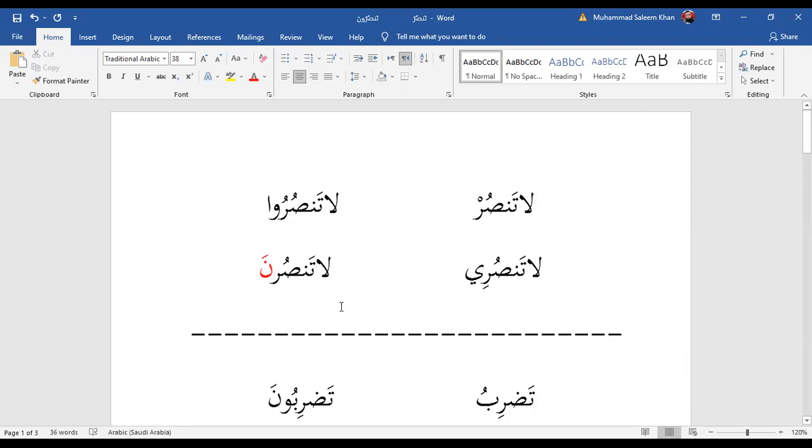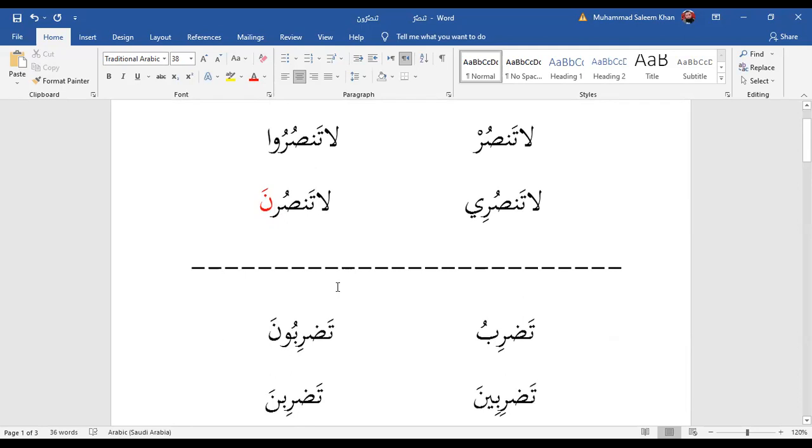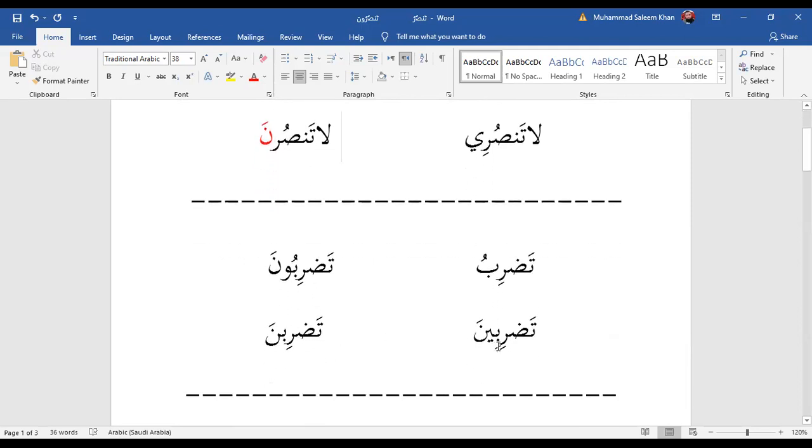You all ladies, don't help. And the same here. Yes, la tansurna, all right. And similarly here we will say la tadrib and la tadribu, la tadribi and la tadribna. Now here already the ra has kasra, so there is no need to put kasra, so it will be only la tadribi. So it is already ready for us.